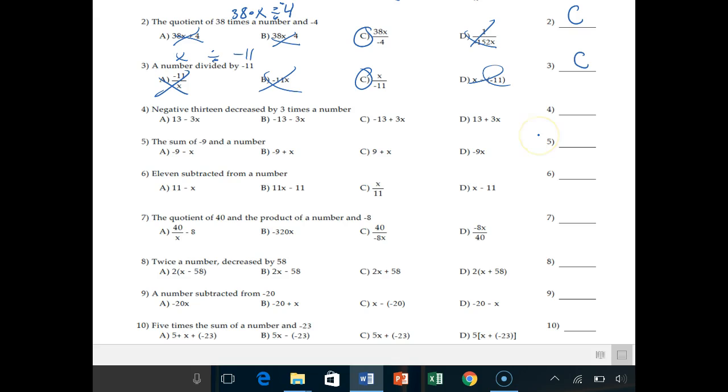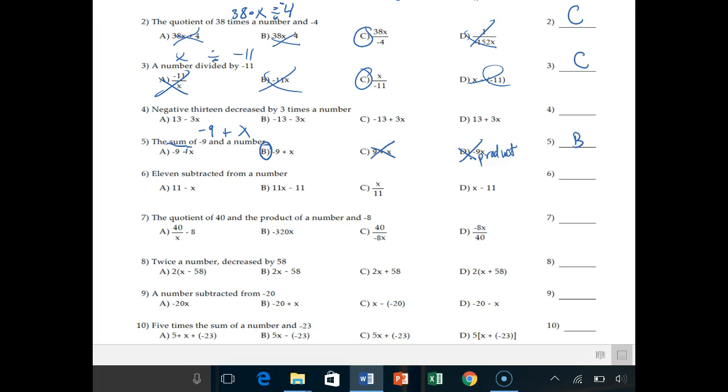Now I'm going to skip to 5. The sum of negative 9 and a number. So negative 9, the sum means plus number x. So negative 9 plus x. This is the correct answer. This is wrong because that says negative 9 minus x. Some of you say, well, we could keep change. Fine, do it. It becomes the sum of negative 9 and negative x, which is not okay. This is wrong because it's positive 9 plus x. So B is your correct answer. This is obviously the product, which is wrong.